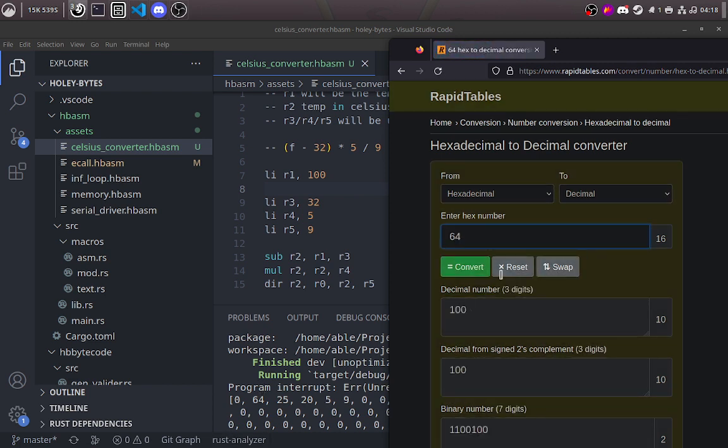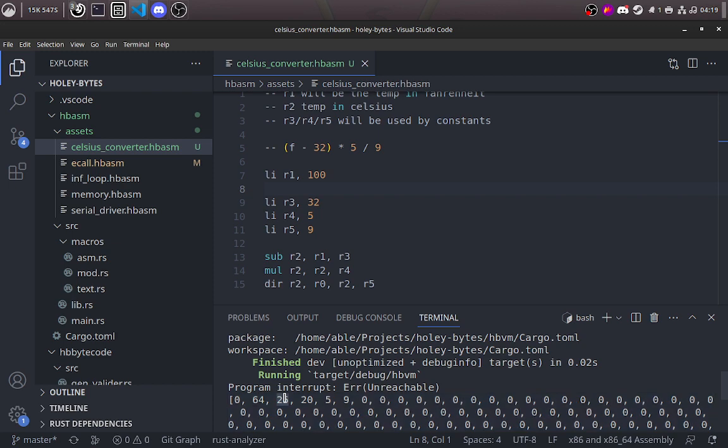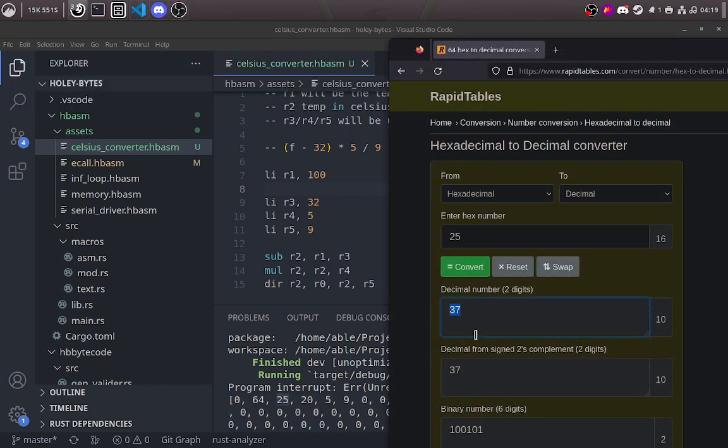So that is 100, 25 is 37, that is register 2, so that temperature is what we have, and if we sanity check these other three registers, we will get 20 being 32, 5 obviously being 5, and 9 being 9.